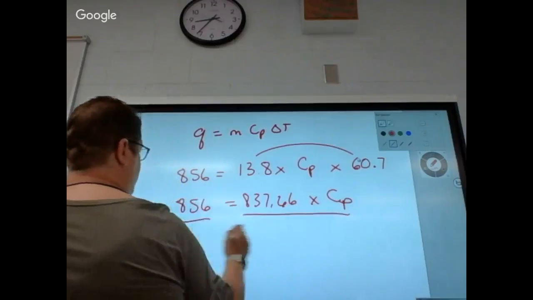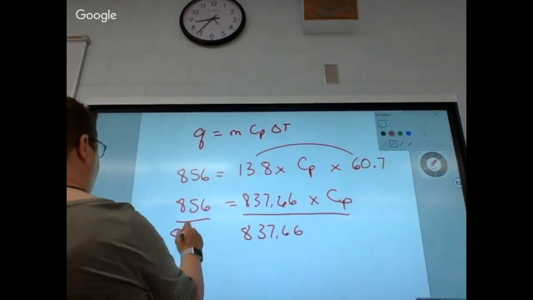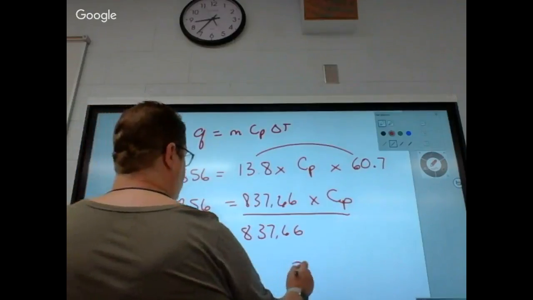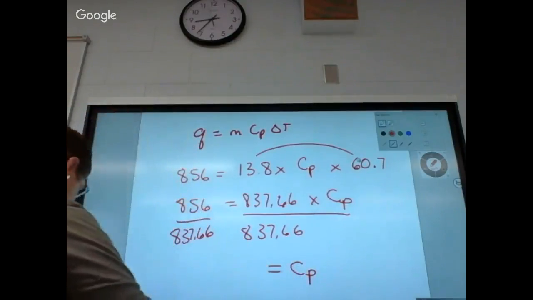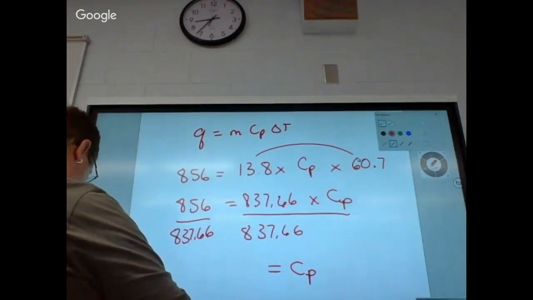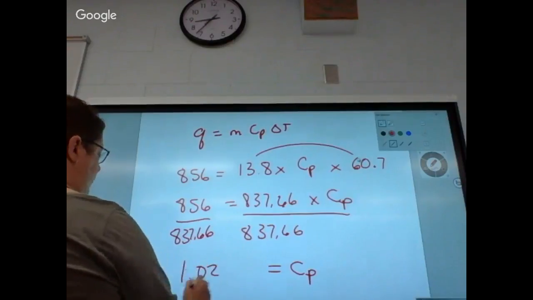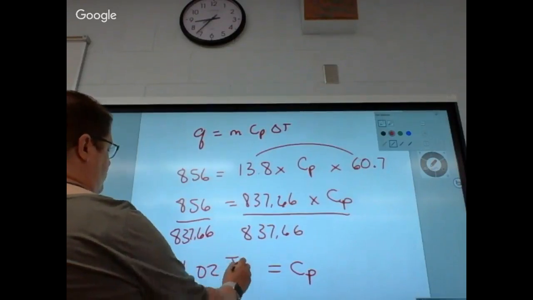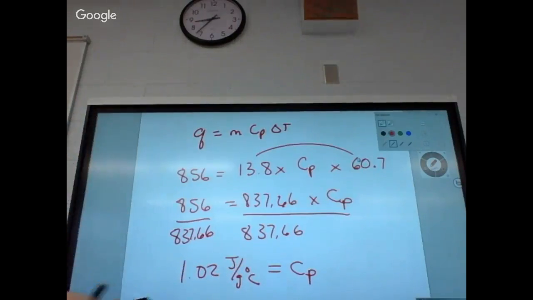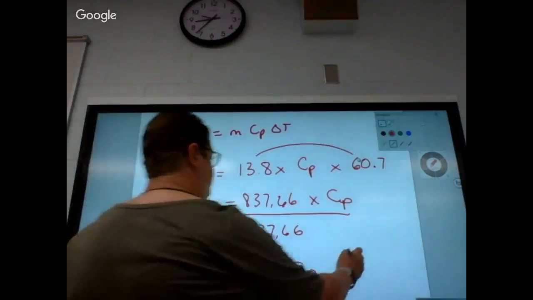Divide on both sides by 837.66. CP equals 856 divided by 837.66, and I get 1.02 roughly joules over grams degrees Celsius. So when you look at your blue chart, which one did you decide it was? Magnesium?